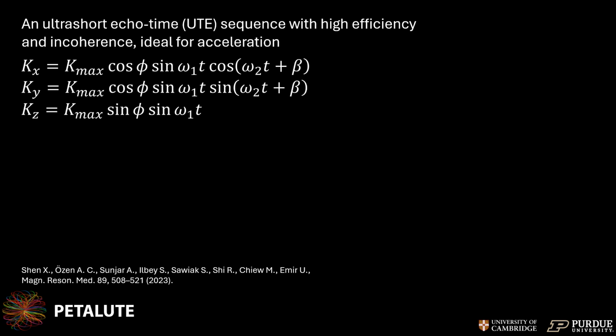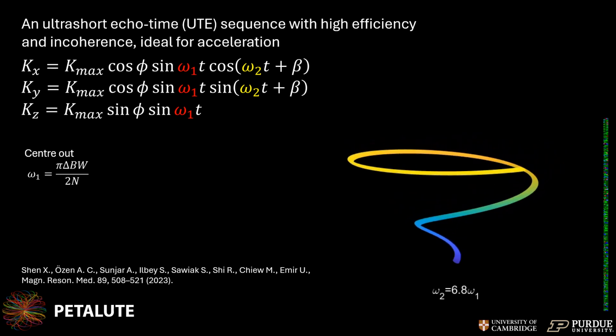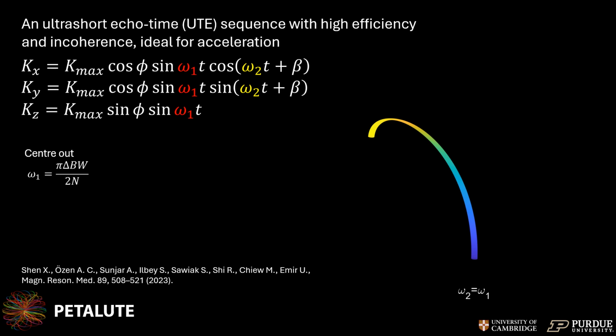If we have a look at the trajectory, there are two important parameters, omega-1 and omega-2. If we fix omega-1 for the moment, so that within a shot we just reach the edge of k-space, when omega-2 is 0, we would have a radial sequence. As it increases, it looks much more like a spiral sequence, and indeed the Rosette trajectory is a hybrid of the two.